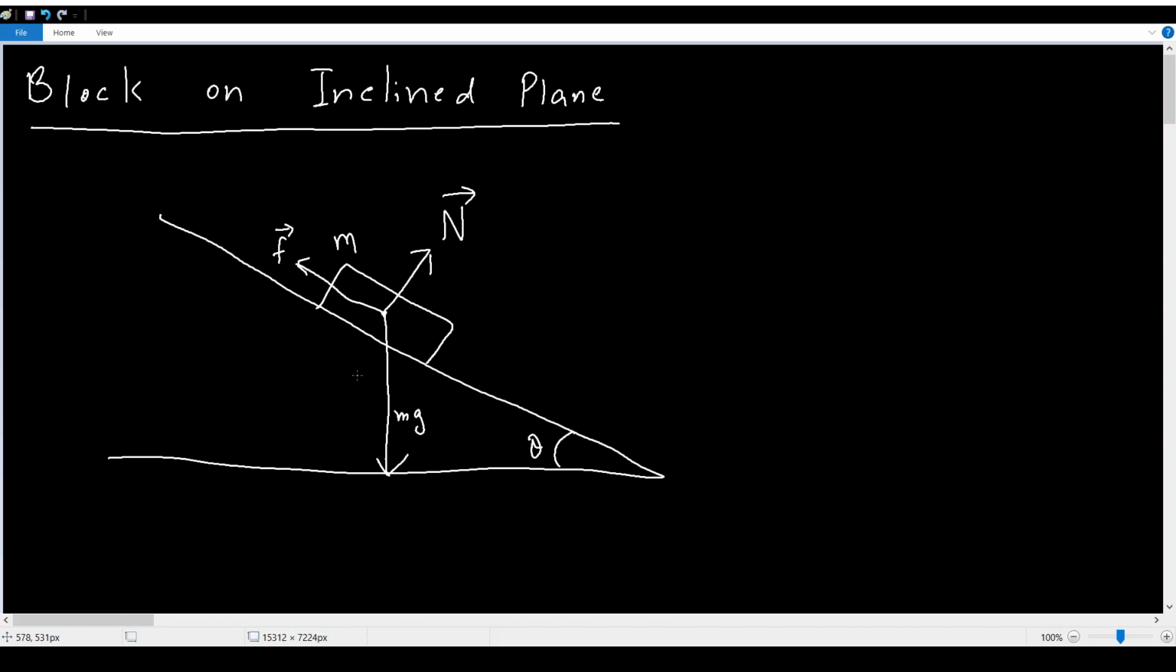Having done this, let us now try to analyze the forces. We will define the x-axis as being along the direction of the plane, and the y-axis as being perpendicular to it. So n, the normal force, is in the positive y direction, whereas the friction force is in the negative x direction, whereas the force due to gravity, mg, is downward. So we must decompose it into x and y components.